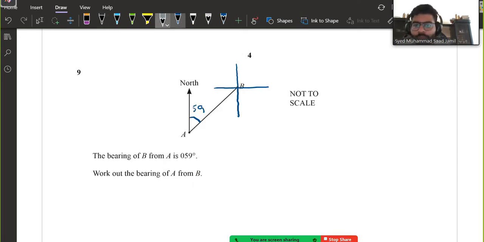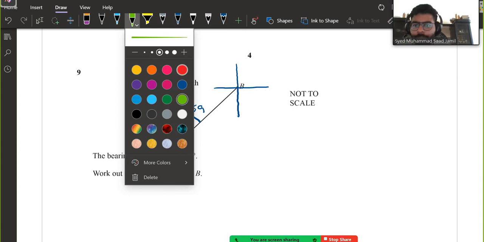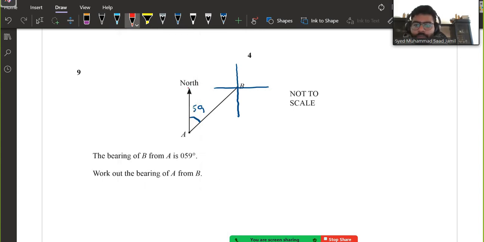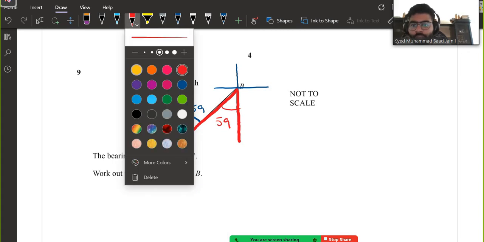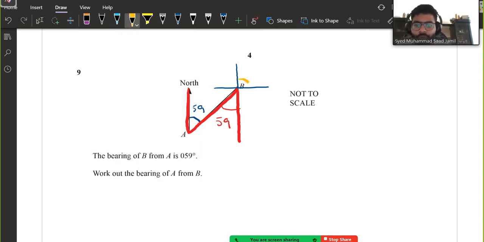So let me use a different color to show it. The red one. Look, this part is a Z. So this is basically alternate angles. So this part is also going to be 59 degrees. And since we want to find the bearing of A from B, we need to find this whole thing, all the way from here till the line of A. So this is a semicircle, so this is 180 degrees. And this separate portion is 59 degrees.